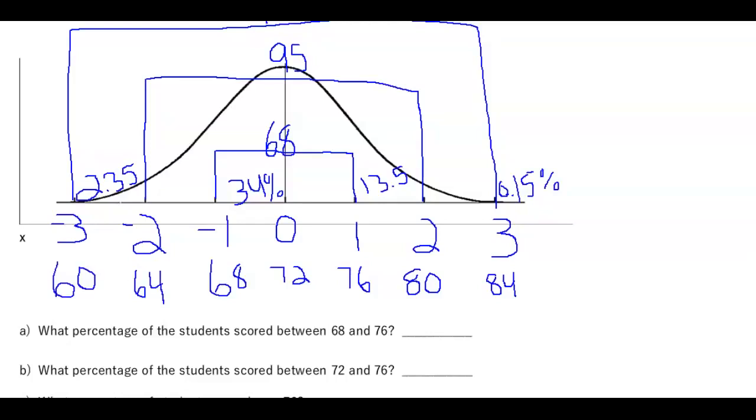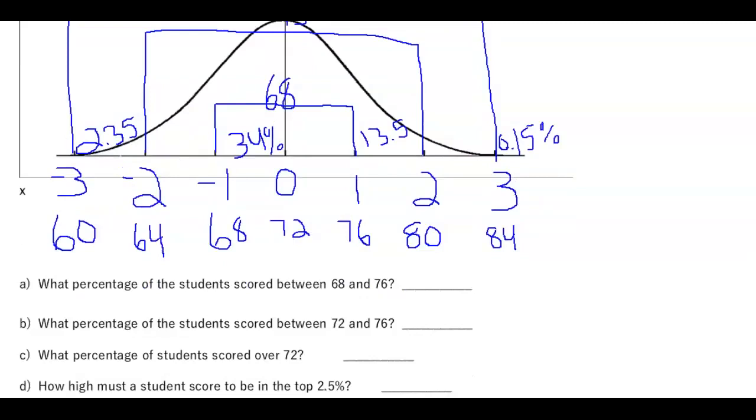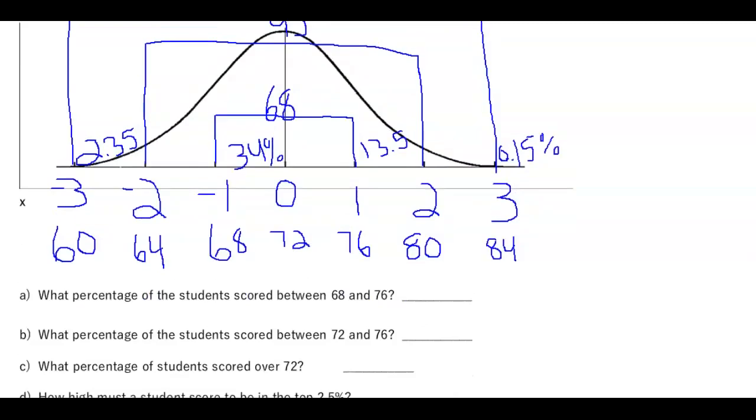To show you a quick example of how this works, you might get a question that says, what percentage of students scored between 68 and 78? We know we're starting at negative 1 standard deviation and ending at positive 1 standard deviation. I like to trace these lines up, and when those two are connected, we get 68%. So 68% would be our answer.